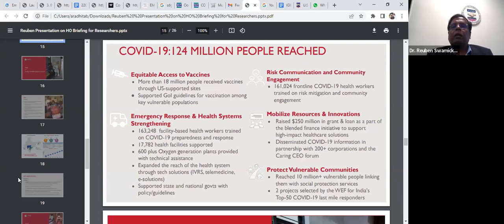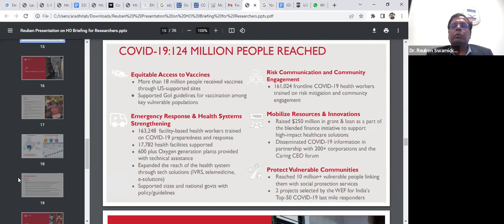Risk communication and community engagement was a big challenge because the community was ready, but there was nobody to tell them what needs to be done and how it could be done. So, over 161,000 of them were trained on it. And then, also the various resources that were coming in, how do you mobilize that and use that for innovations?